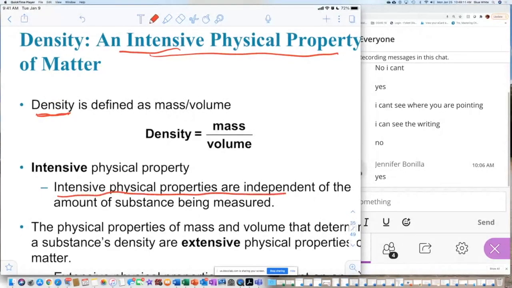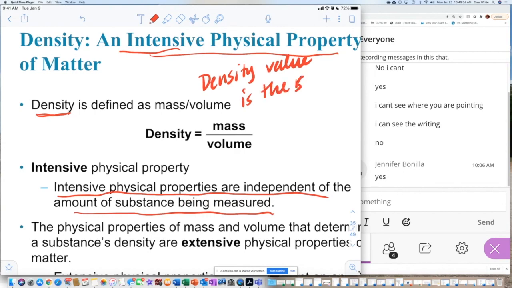Intensive physical properties are independent of the amount of substance being measured. Because it's independent of the amount of substance being measured, say you have gold, right? And you have a little gold or a lot of gold, you will end up with the same number. Okay? So the density value is the same regardless of the amount.